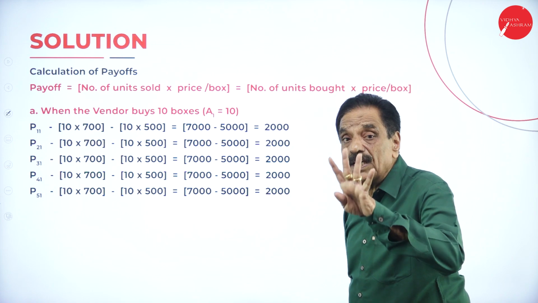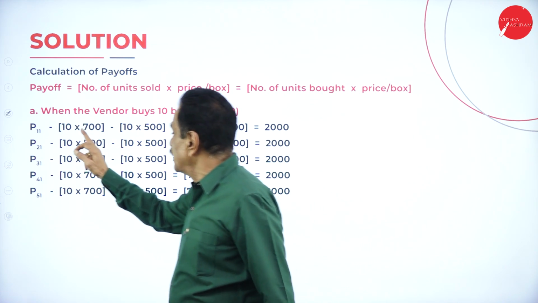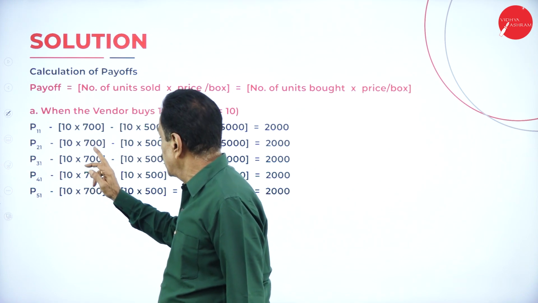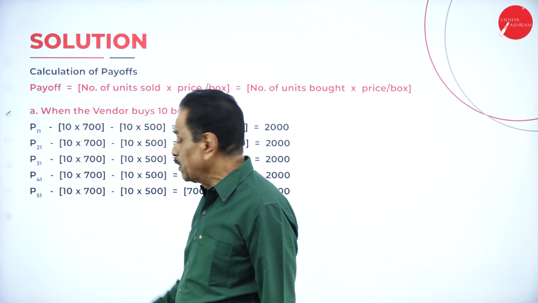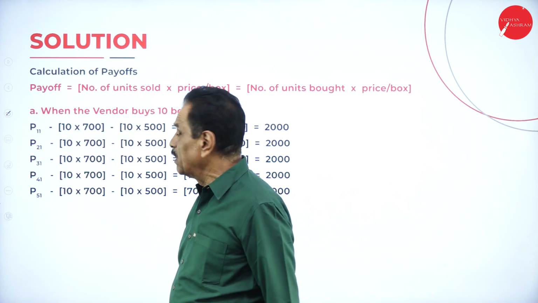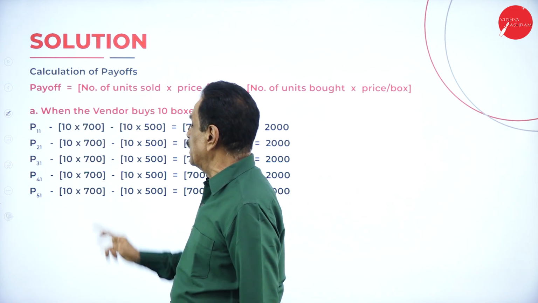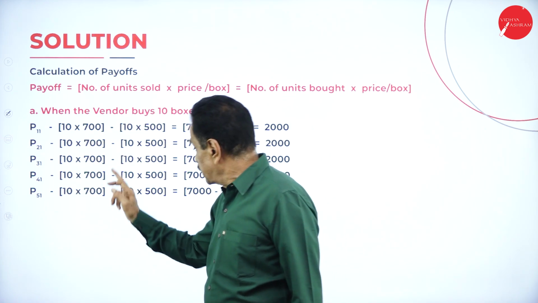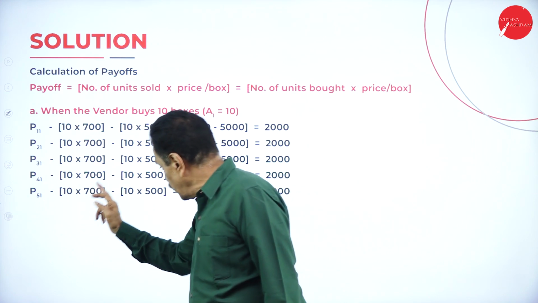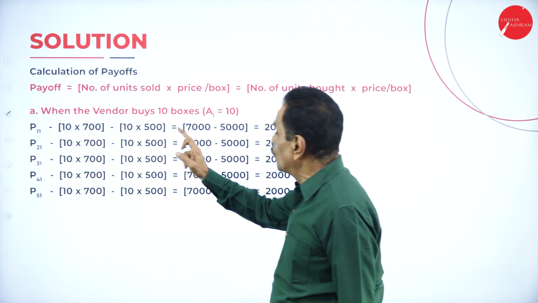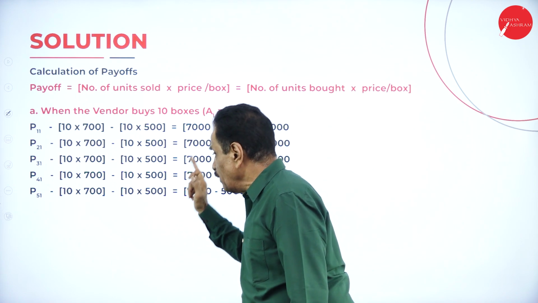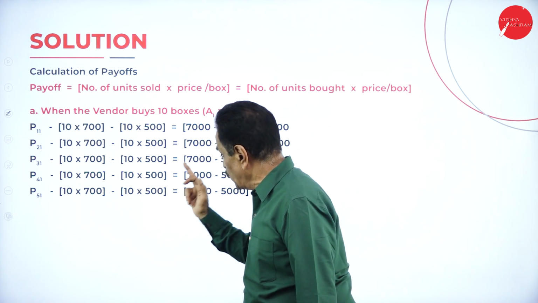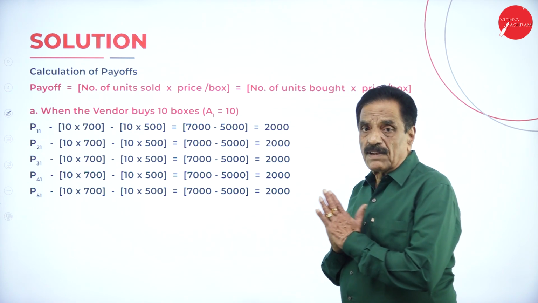When they sold 14 boxes, then 10 into 700, 11 into 700, 12 into 700, 13 into 700, 14 into 700. Here 14 into 500, 14 into 500, and so on. You have to do this. I will repeat.